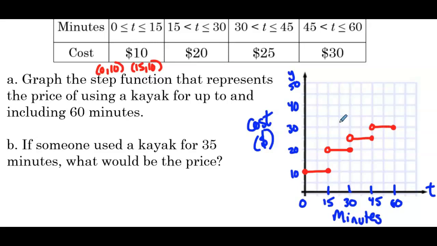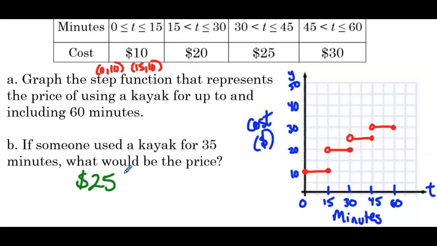So here is our step function that represents the cost of renting a kayak for up to and including 60 minutes. So if someone used a kayak for 35 minutes, what would be the price? Well, 35 doesn't fall nicely on our axes, but it's somewhere between 30 and 45. And if we go up to our graph, any point between 30 and 45 is going to be $25. Okay, so it will cost $25 to rent a kayak for 35 minutes.